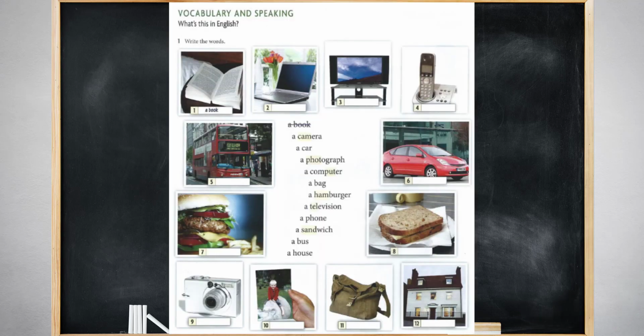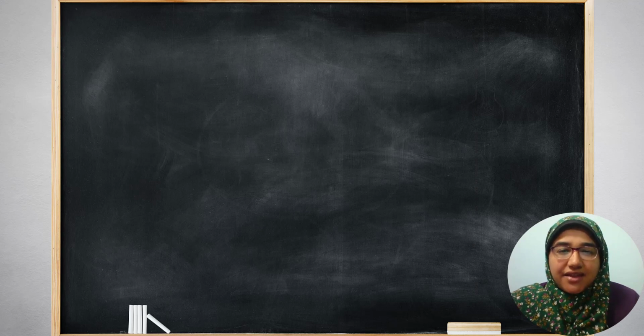Vocabulary. 1. A book. 2. A computer. 3. A television. 4. A phone. 5. A bus. 6. A car. 7. A hamburger. 8. A sandwich. 9. A camera. 10. A photograph. 11. A bag. 12. A house. Now let's revise the answers together.